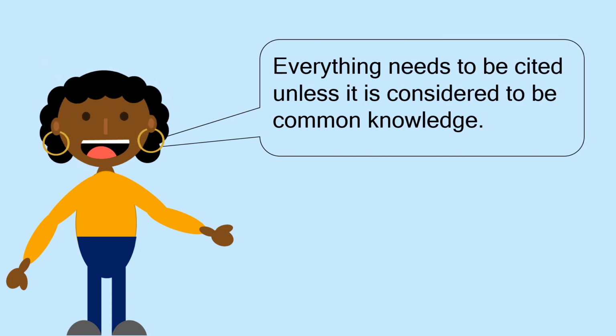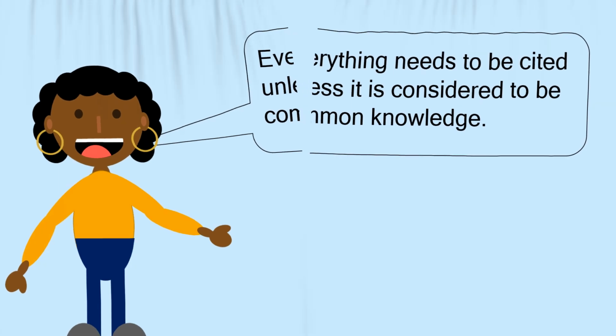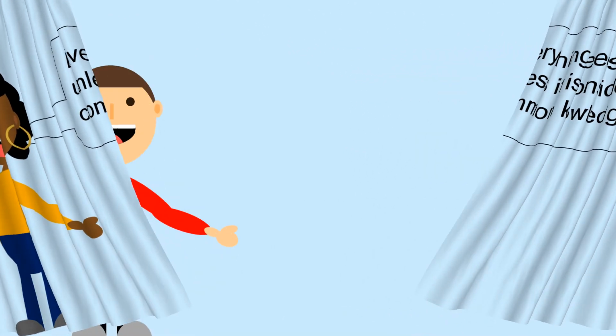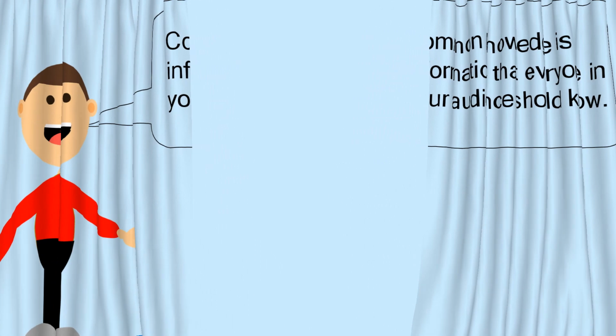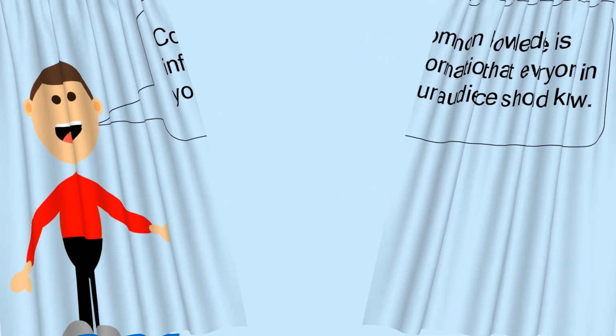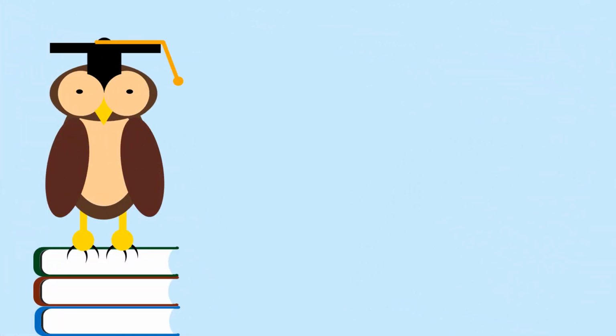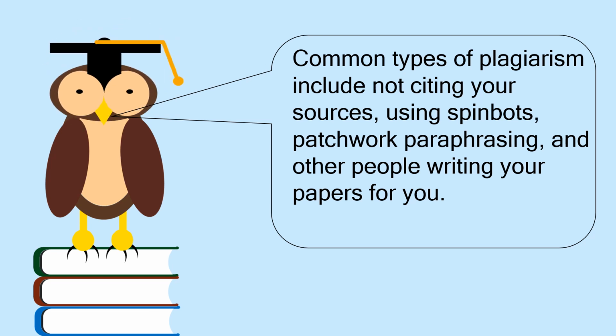Everything needs to be cited unless it's considered to be common knowledge. Common knowledge is information that everyone in your audience should know. Common types of plagiarism include not citing your sources, using spinbots, patchwork paraphrasing, and other people writing your papers for you.